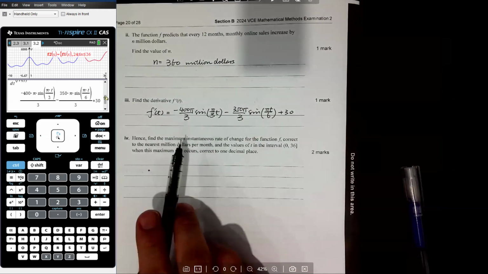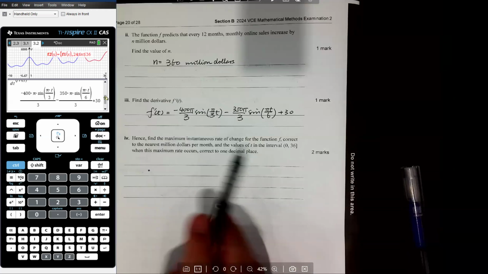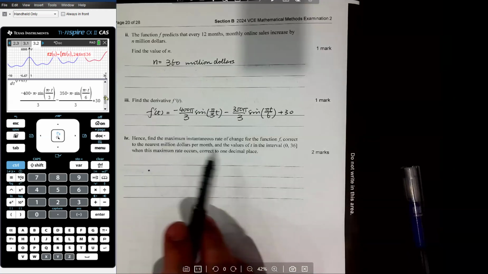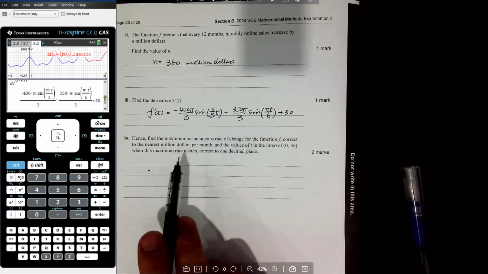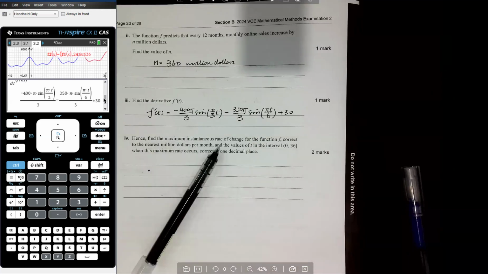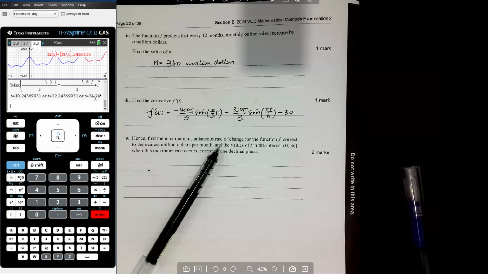And hence find the maximum instantaneous rate of change correct to the nearest $1 million per month and the values of t in the interval 0 to 36 when this maximum rate occurs, correct to 1 decimal place. So you may want to try f maximum, this function, comma t, comma 0 to 36. And you can actually find the 3 t values, 10.24 or 10.2, 22.2, 34.2, and it occurs periodically, okay, for each 12 months.